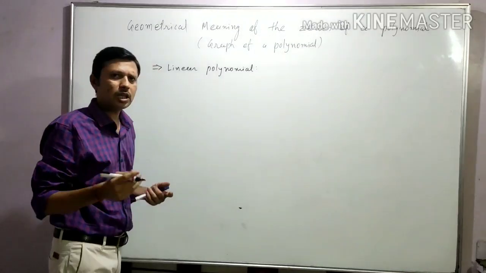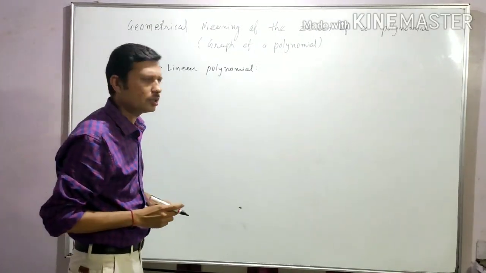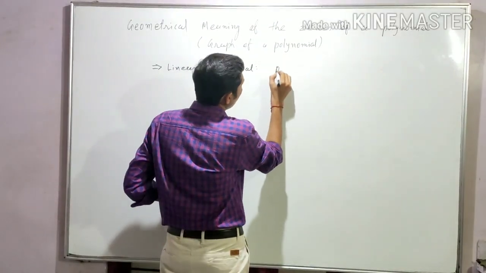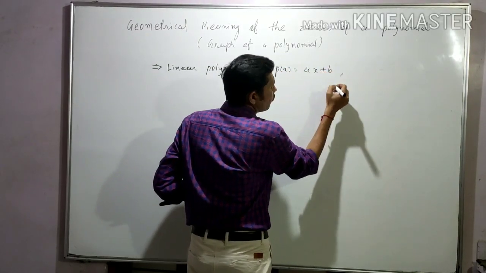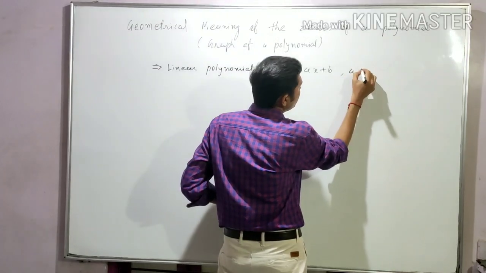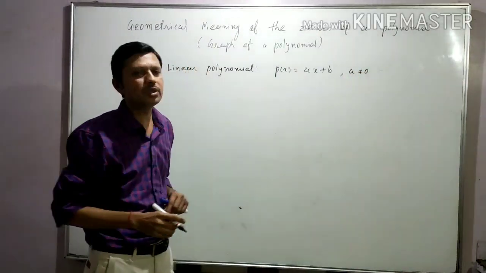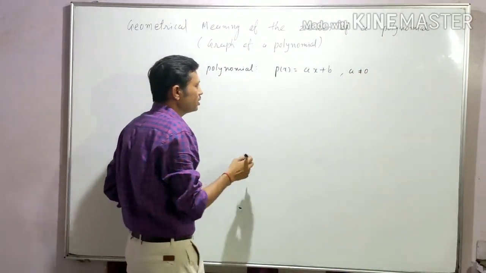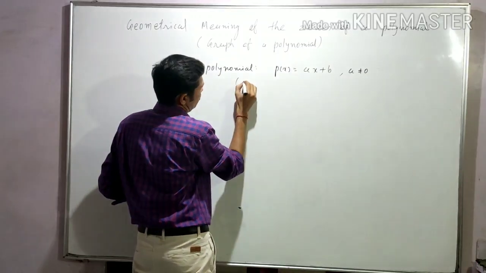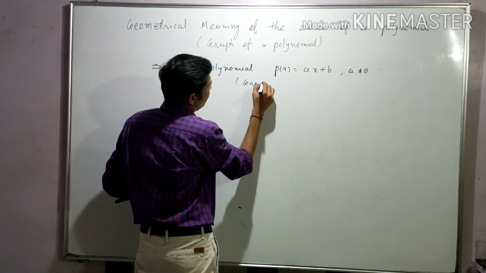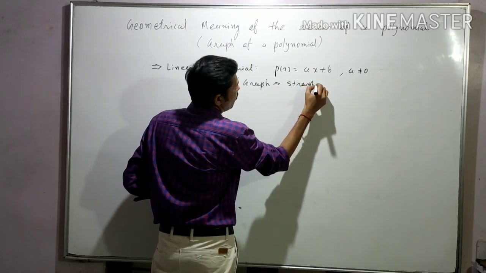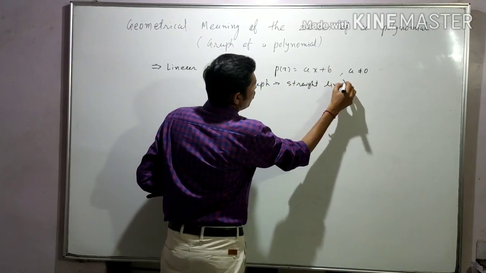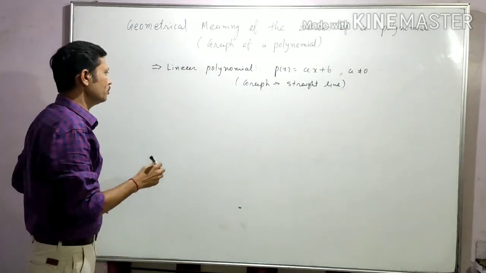Okay, this graph was already covered in class 9. The standard form of a linear polynomial is ax plus b, where a is not equal to 0. And what is the graph of a linear polynomial? That is a straight line. Okay, let's take one example.